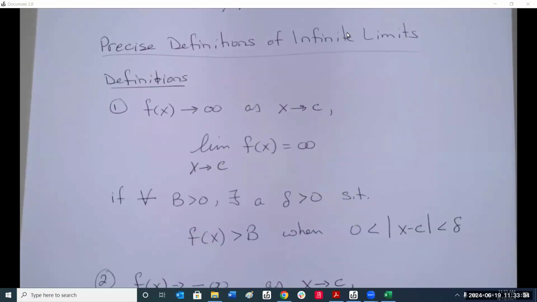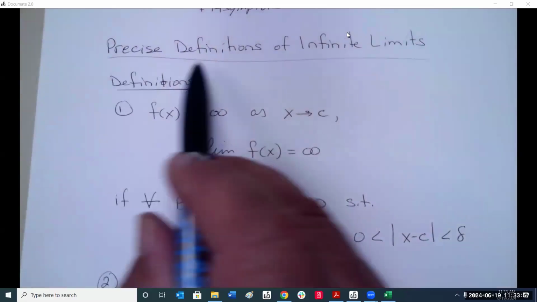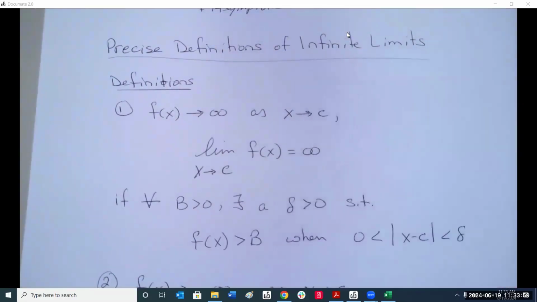But more so, we're looking at limits as x goes to infinity, or limits as the function goes to infinity. That's what we're looking at, limits of functions or infinity. We're looking at either x goes to infinity or the function goes to infinity as x goes to some number. So, the precise definition of infinite limits.